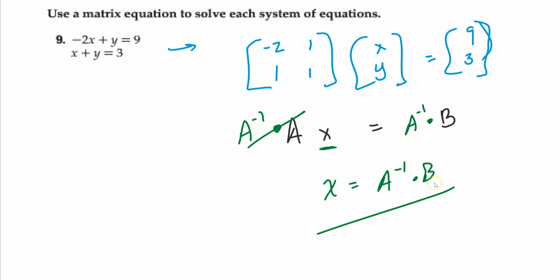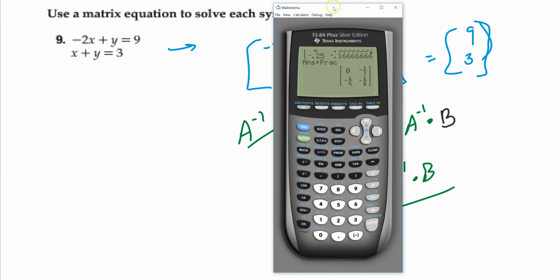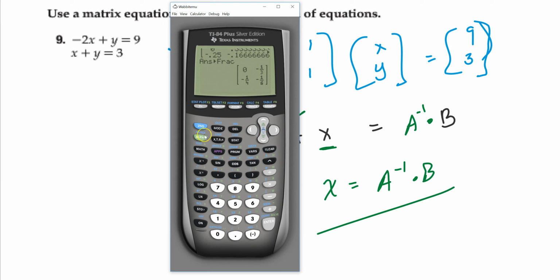So that's one way to solve in your calculator: you just rewrite like this, put this in your matrix A, put this in your matrix B, cancel out the A by doing the inverse on both sides, and this is all on your calculator. Or by hand, if you want to be a masochist. So let's do it real quick.